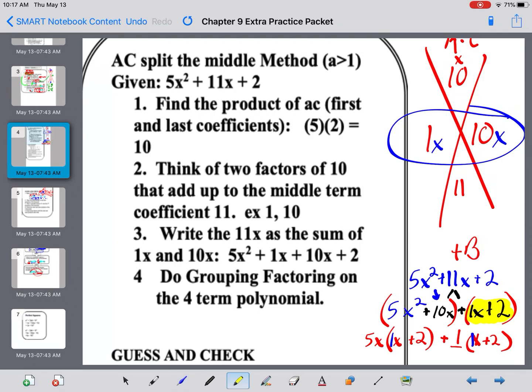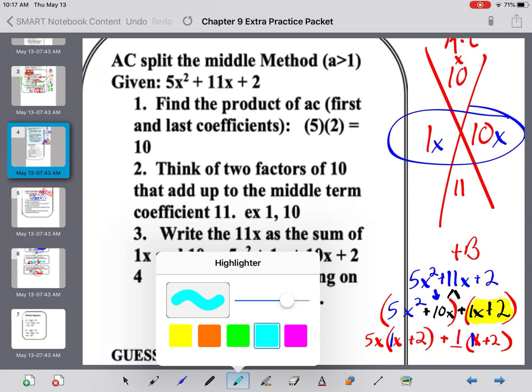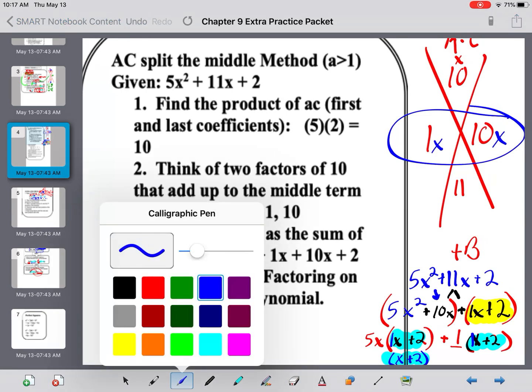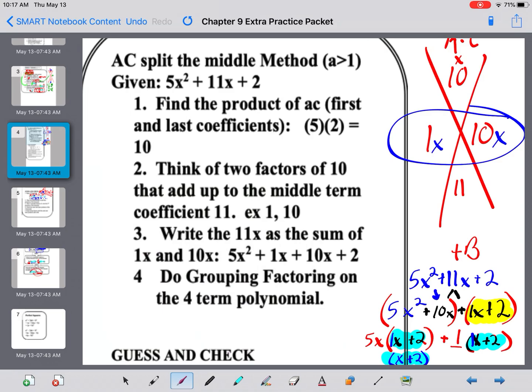So now, folks, again, we have these matching binomials that are left. And so that actually becomes one of our factors of the actual polynomial. I shouldn't have written that on the border. X plus 2. What's your other one going to be? Group together the 5x and the 1. Your little mini GCFs right there and there. And that's your final answer. If you were to FOIL this together, you would get the original polynomial.